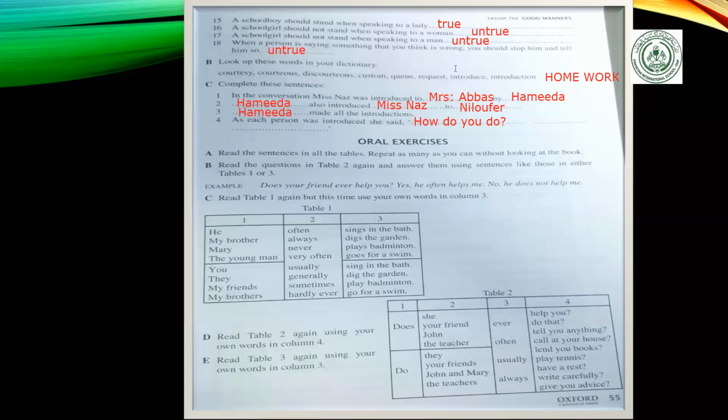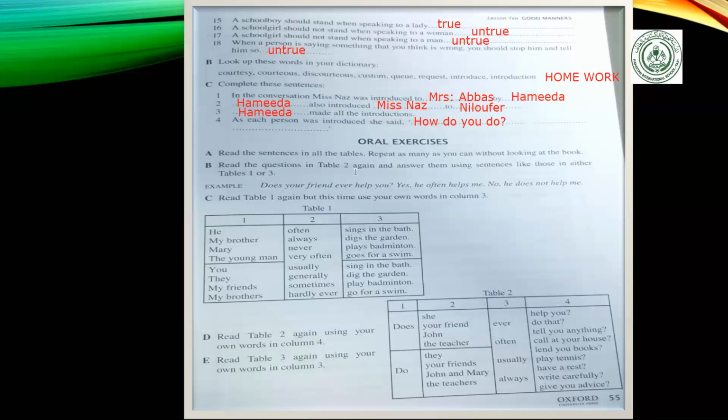B is given to you as homework, to write the meaning of these words from the dictionary, and then exercise C is also done. So after exercise A, B, C, like after the comprehension and vocabulary, we will move towards the oral exercises.